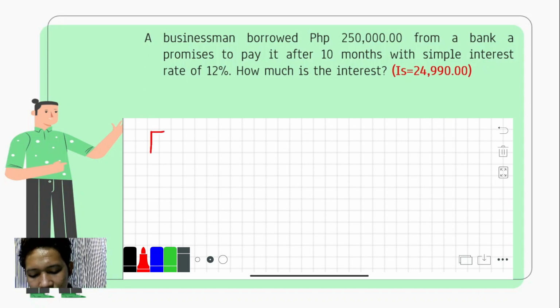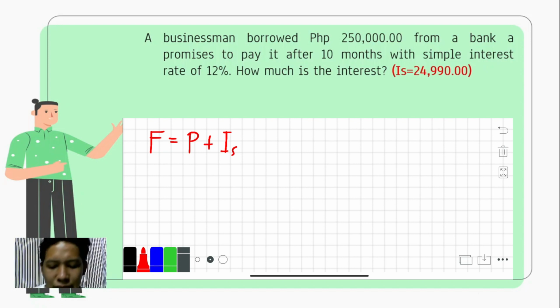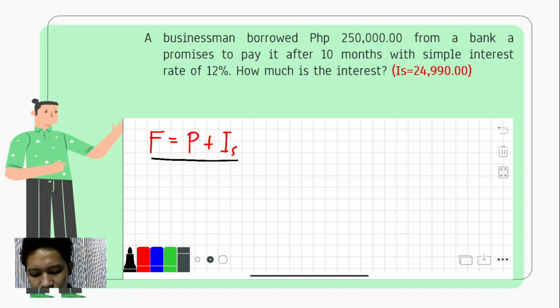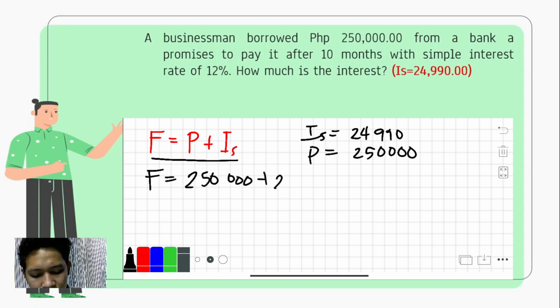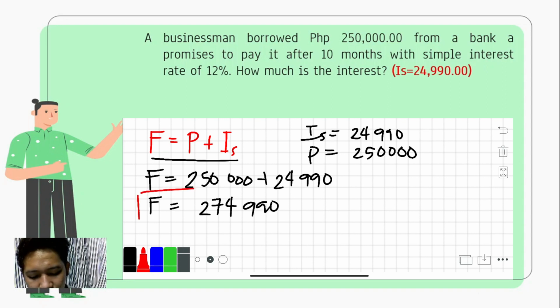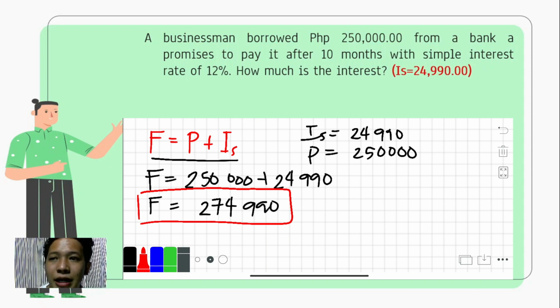That is simply having F equals P plus I sub S. Since tulad ng sinabi ko, kung alam na natin yung amount ng simple interest, ito na po yung gagamitin natin na formula. So, the maturity value would be equivalent to, first the given, of course, the simple interest, tulad ng sinabi natin, that's 24,990. And then our principal is 250,000. So, our maturity value would be 250,000 plus 24,990, which will yield 274,990. So, ito po yung ating magiging maturity value. So, that's how simple we got the maturity value kapag alam po natin yung ating simple interest.